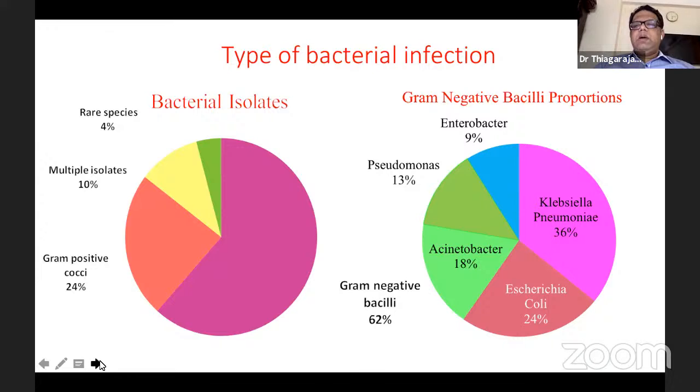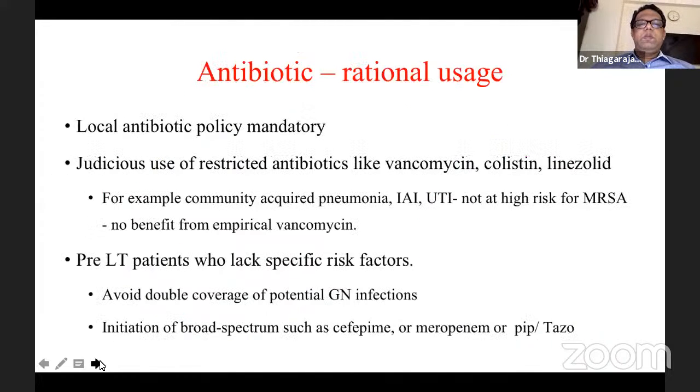Recently, Klebsiella is gaining predominance because of multi-drug resistance, along with E. coli and Acinetobacter, and we are seeing a lot of Pseudomonas as well. Gram-positive cocci only account for 24% in Indian settings, whereas it is much more in Western settings. So it is important to use antibiotics according to our local settings rather than go by traditional Western antibiotic prescriptions. For every hospital, a local antibiotic policy is mandatory.